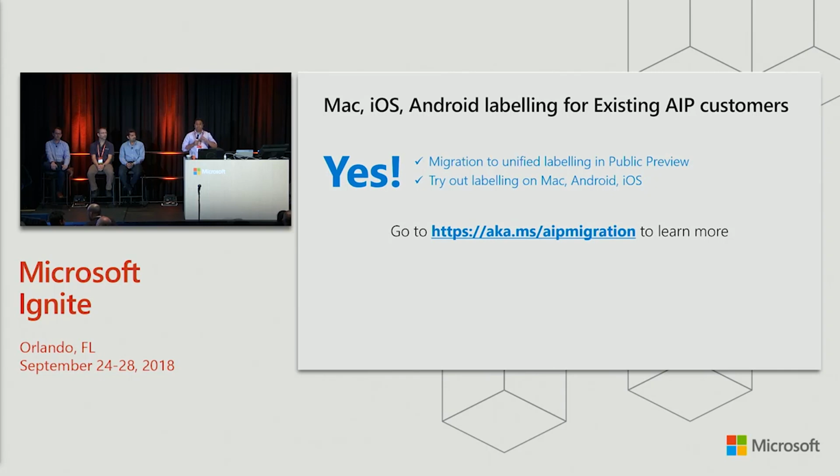Once you do your migration of the AIP labels to the unified backend, the link here will guide you through the steps that you need to do to publish policies and get labeling on Mac, iOS, and Android. So existing AIP customers can get Mac, iOS, and Android too. Isn't that awesome? Thank you. Thank you.